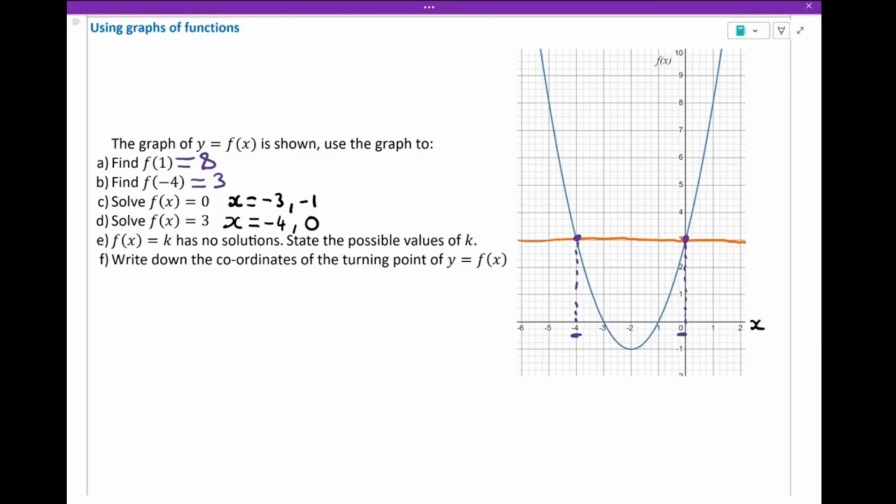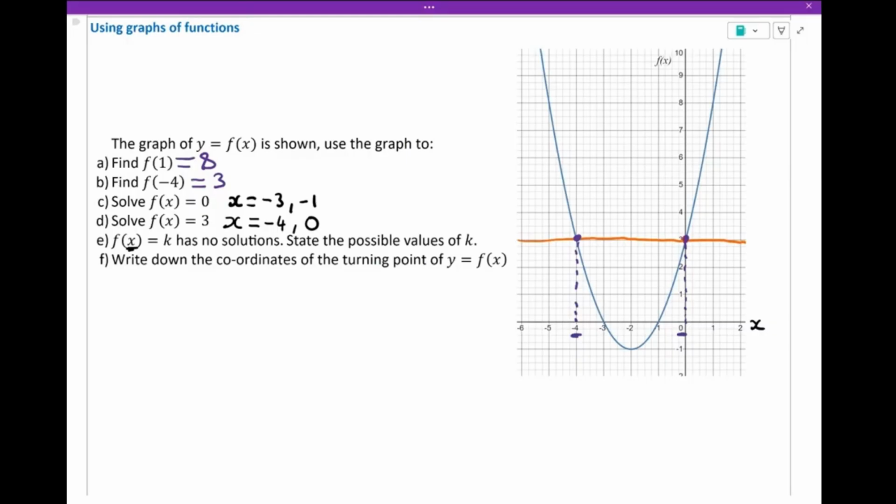Now let's look at part E. So it says f of x is equal to k. So our function is equal to some output k. So k is essentially a y coordinate. And this equation has no solutions. There are no x values that make this true. We need to state the possible values of k. So that implies there's going to be multiple values.